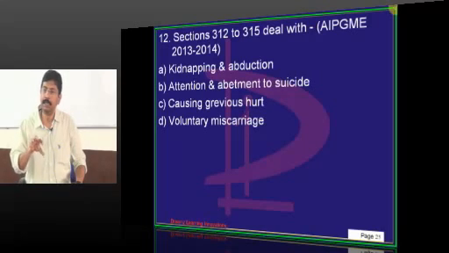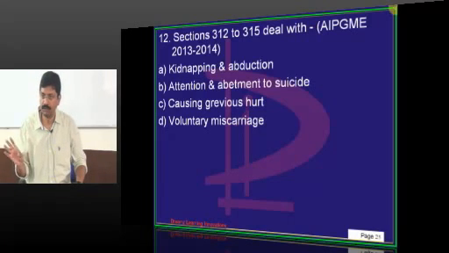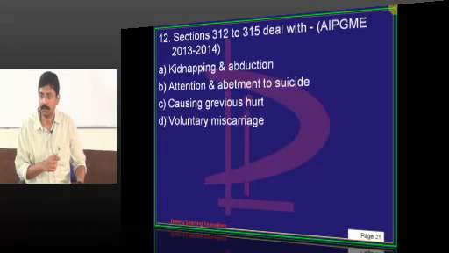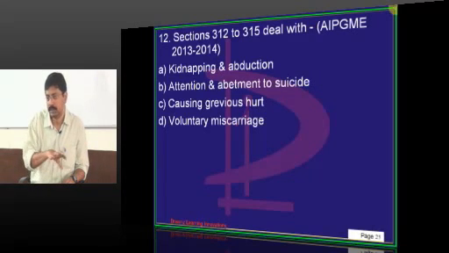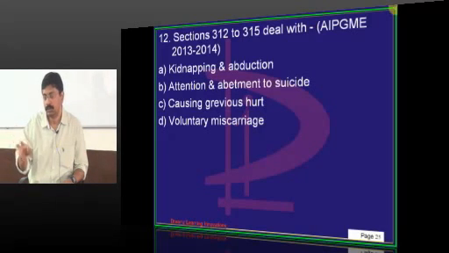305 is abetment, encouraging a child to commit suicide. 306 is adult. 305 and 306. Why they have not removed it is because sometimes in dowry death, the woman will commit suicide because of the harassment of the in-laws. So the person encouraging the suicide is of a normal sound mind. He is causing some problem to that person, and that person is committing suicide, and there is death. So that person will be prosecuted, who is abetting or encouraging that person to commit the suicide.